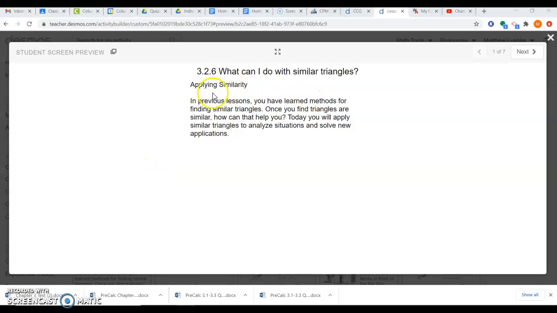All right, here is the video guide for lesson 3.2.6, the last lesson actually here in chapter 3. And what we're going to be doing is applying our ideas of similarity to solve application problems. Okay, so there's actually only 2 application problems on here. They're a little more difficult.